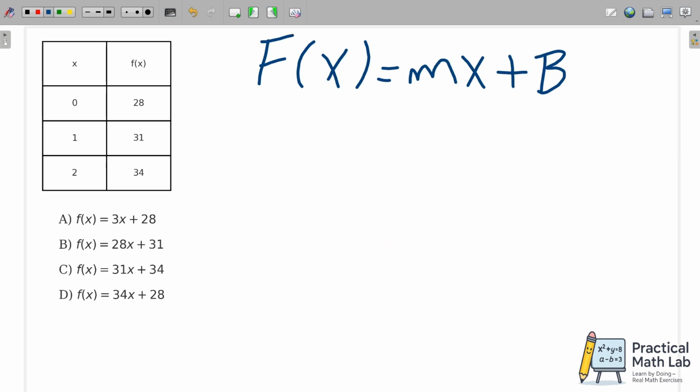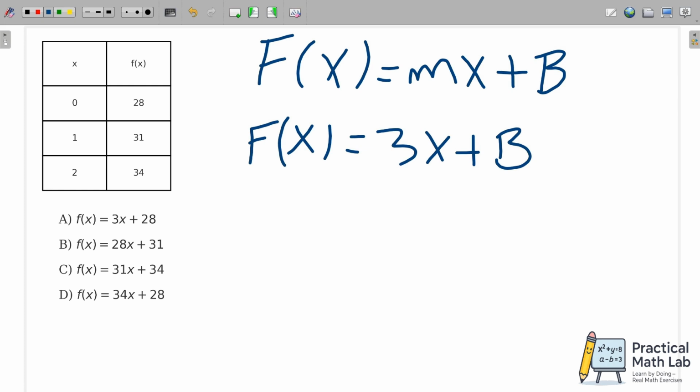If m is equal to 3, then let's test the hypotheses here. For the formula f equals m times x plus b, it will be f equals 3x plus b, where b is the constant value. So we can substitute b with 28. A correct answer is letter A, but let's check using the values from the table.